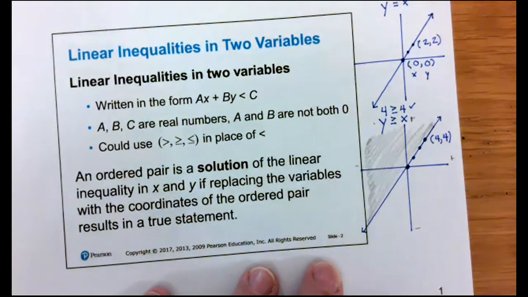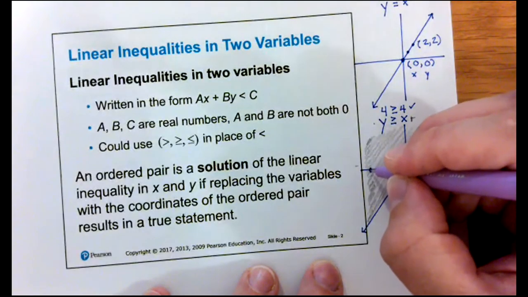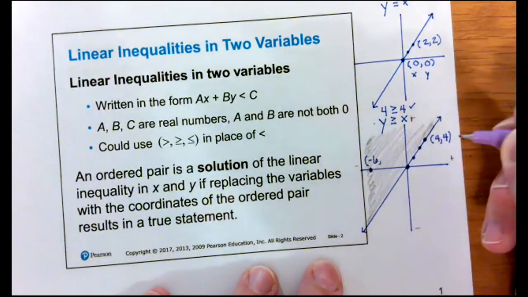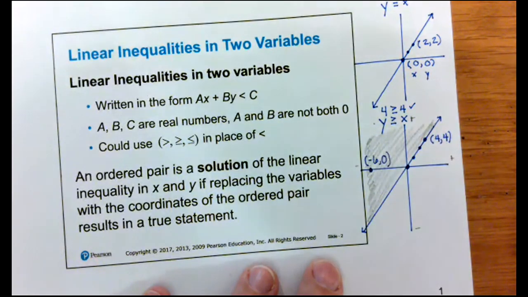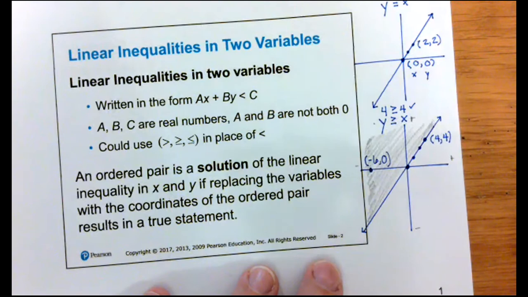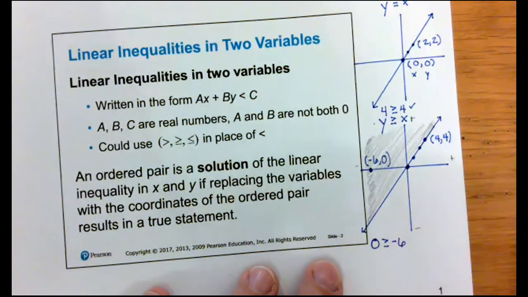So let's just pick a point. I'll say that this point is -6 on the x, 0 on the y, right? We all agree that that's what that point is. So if I plug it in to y is greater than or equal to x, what I have is 0 on the y is greater than or equal to -6. Is that true? That is true.